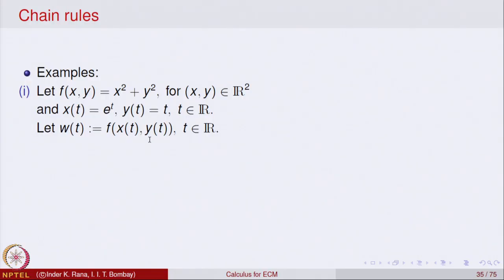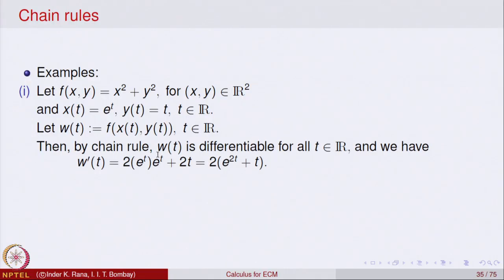So, let us look at w(t) as the function f of x(t) comma y(t). f is a function of x and y, and x is a function of t and y is a function of t. So, by chain rule, what will be the derivative of w with respect to t? It is the partial derivative of f with respect to x times the derivative of x, that is dx by dt, plus the partial derivative of f with respect to the variable y times dy by dt.